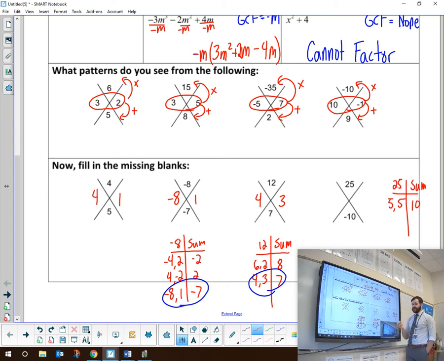Oh, I know. A negative times a negative is a positive. So I could go negative 5 and negative 5. Negative 5 times negative 5, that makes a positive 25. But it also, when you add them together, makes a negative 10. So that's going to be negative 5 and negative 5. Okay, there you go. Let's turn the page.